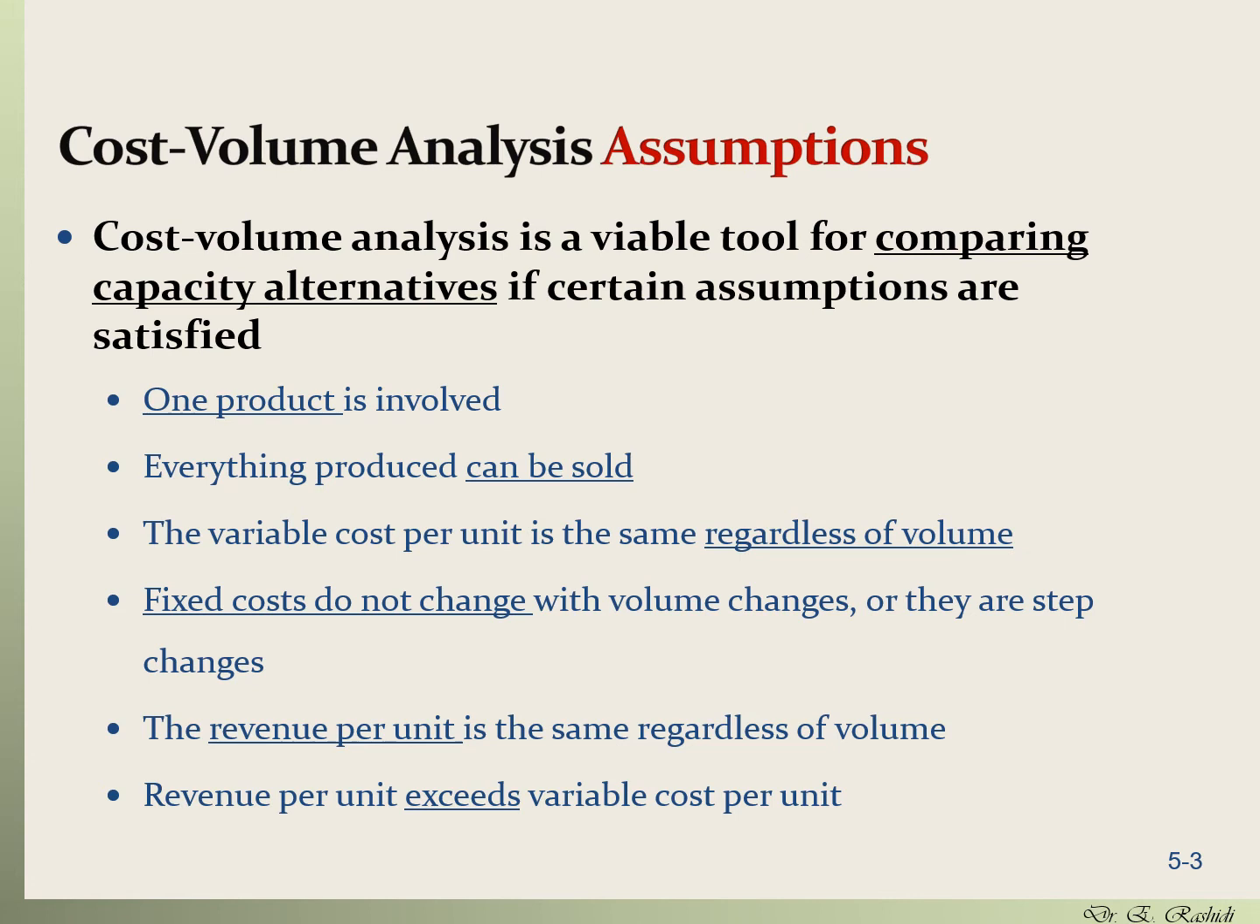Another assumption is that the fixed costs do not change with volume changes, or they are step changes. We already have an example of this. The fixed cost is going to be constant no matter the volume of production, or as we saw in the 1, 2 and 3 machines, the fixed cost actually wasn't as simple as multiplying the fixed cost for one machine by the number of machines that you purchase. So this is called step changes.